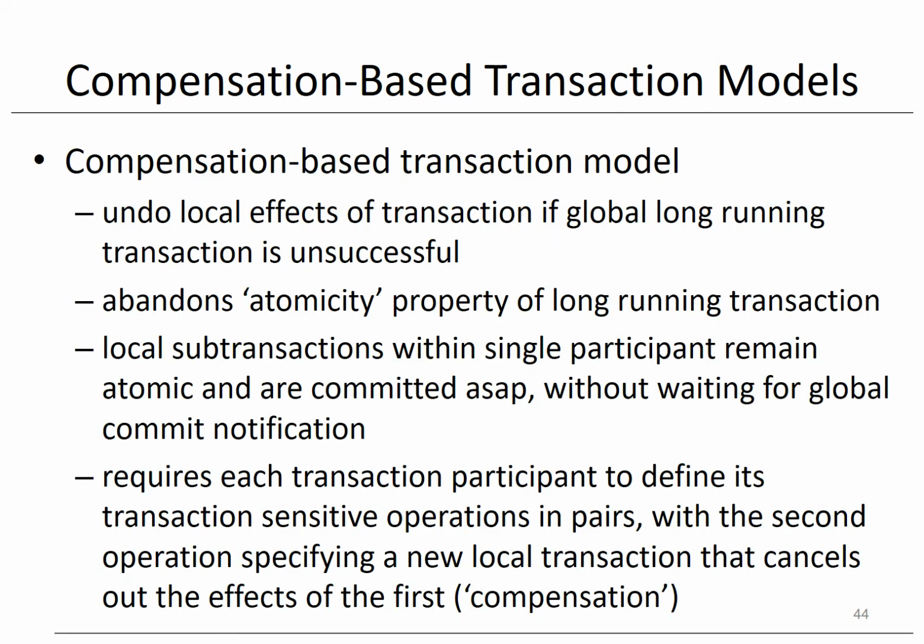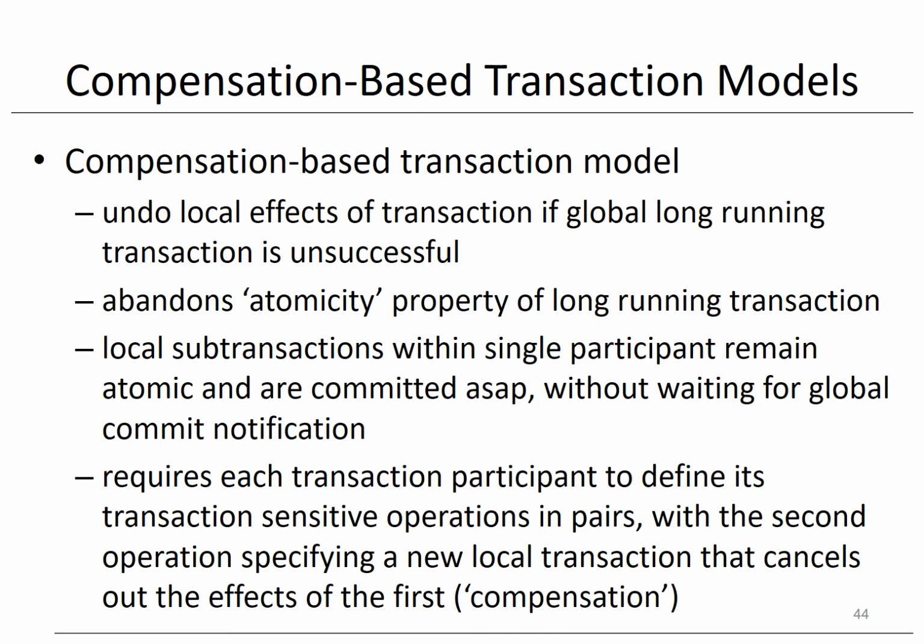In the case of long-running transactions, a compensation-based transaction model is often more appropriate. It allows for undoing local effects of a transaction if the global running transaction is unsuccessful. The latter could be for reasons of transaction failure, but just as well because of issues at business process level. An ACID transaction would require the entire transaction to be rolled back, including the successful hotel booking.